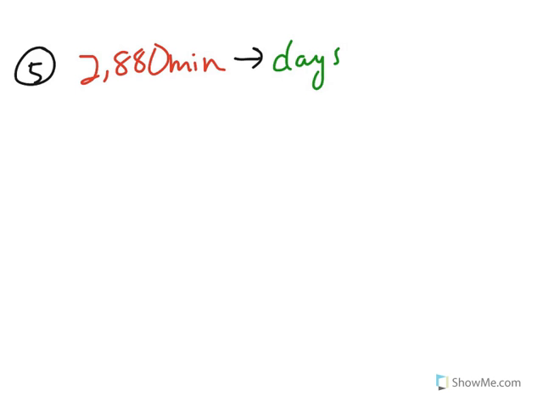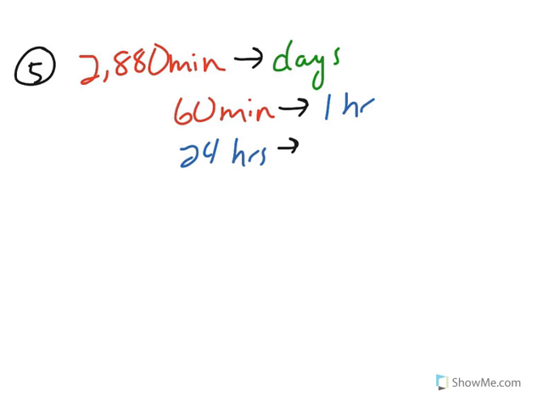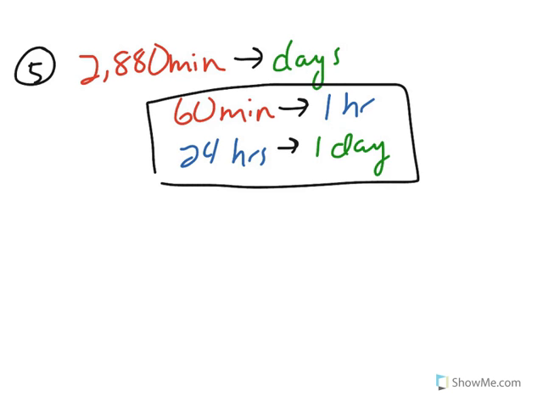In this last example, we're going to explore what happens when we don't have a direct conversion. So sometimes, and you may know this information, if we want to convert 2,880 minutes to days, a lot of people don't know that off the top of their head. They know two pieces of information though. They know that there are 60 minutes in 1 hour, and they also know that there are 24 hours in 1 day. So we're going to use both of those conversion factors together to do our jump from minutes to days.